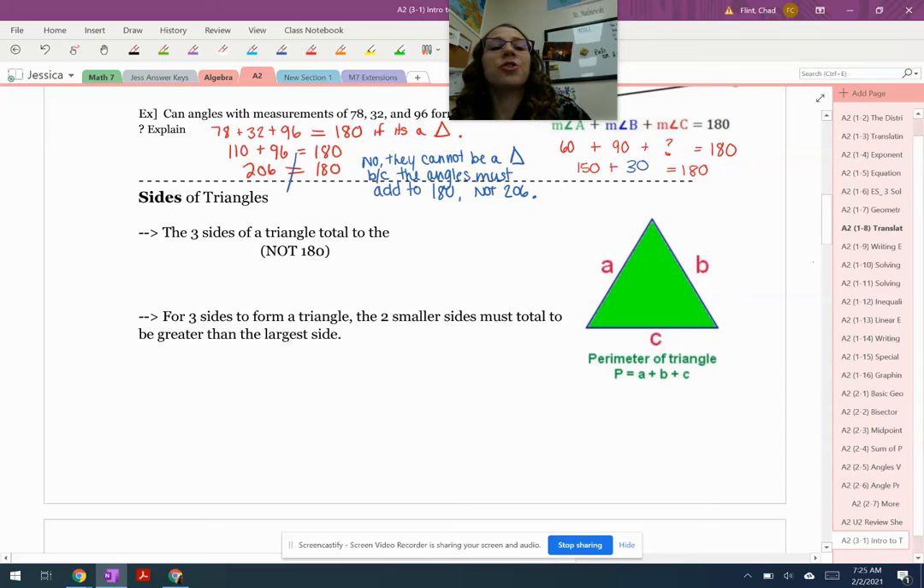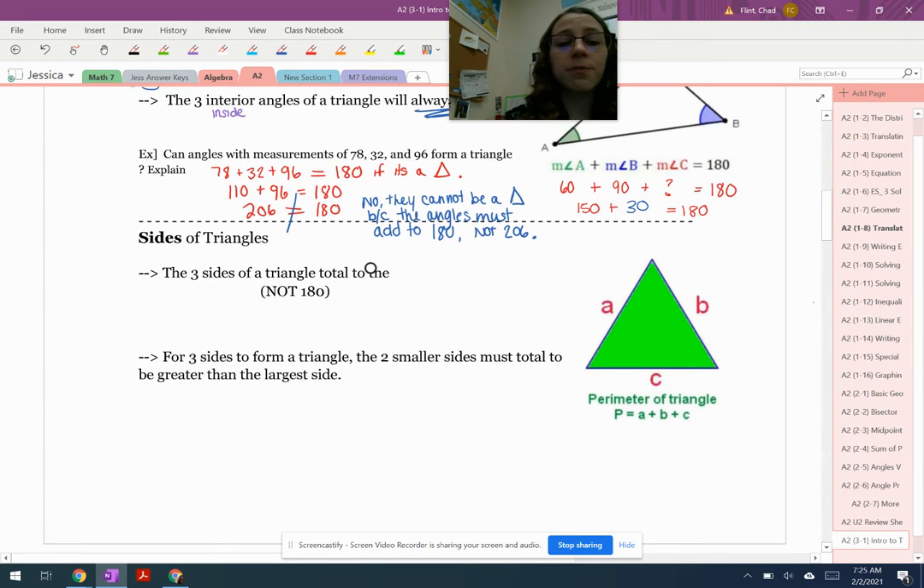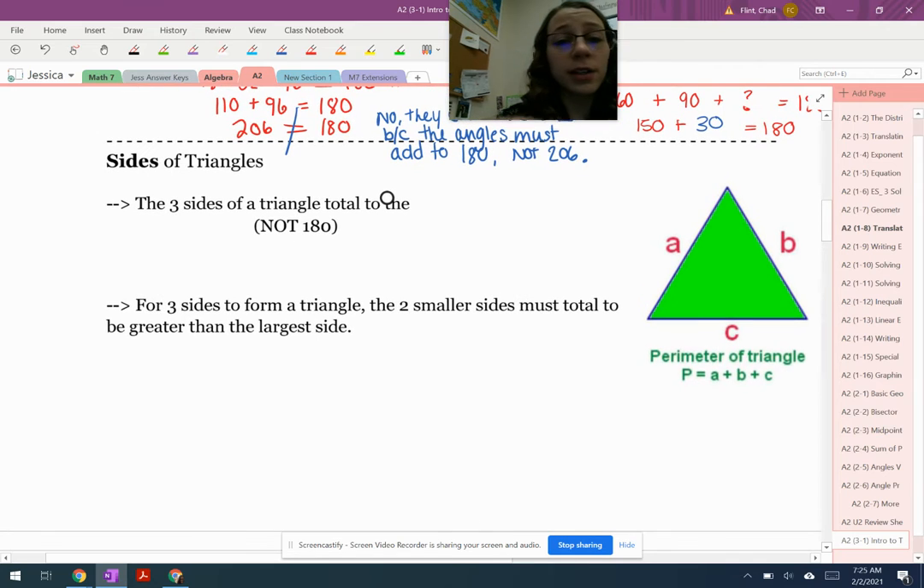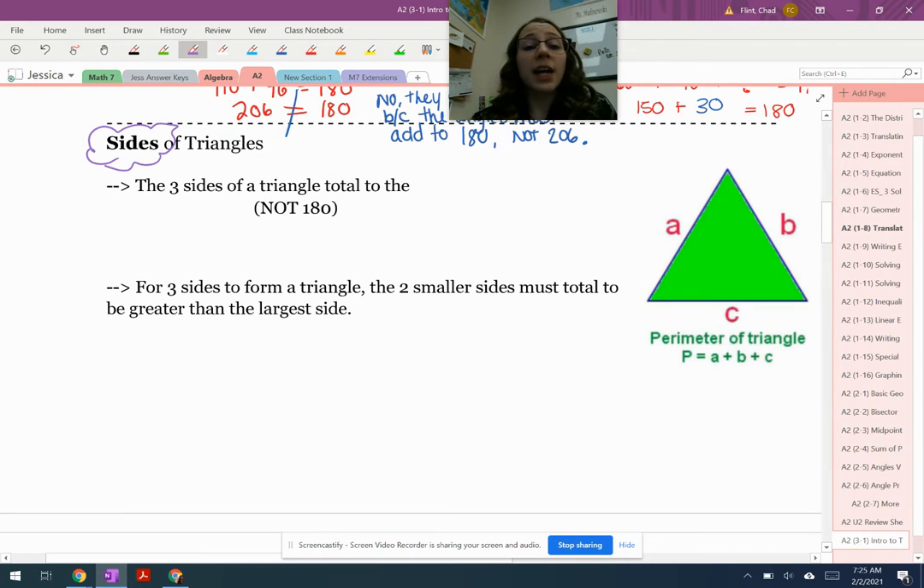Okay, so we just talked about angles of a triangle. Angles are to be kept very different from the sides, which we're going to look at right now. The sides of a triangle. Okay. The sides of a triangle total to equal what?